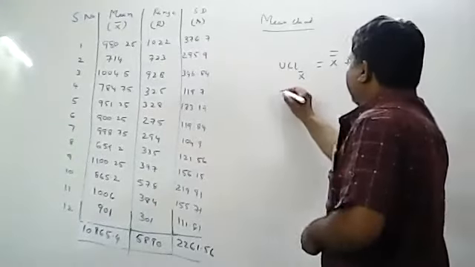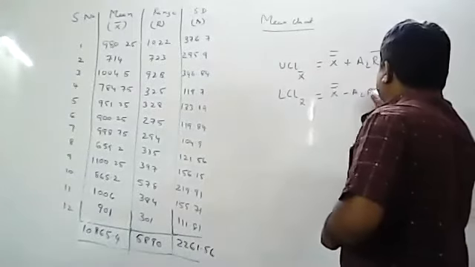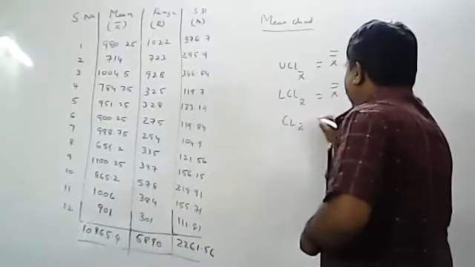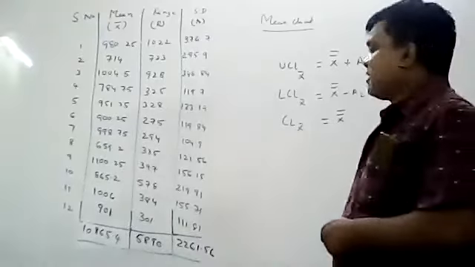This is the formula for UCL and LCL x bar equal to X double bar minus A2 R bar. And then CL x bar equal to X double bar. So these are the formulas you have for mean chart when standards are not given.